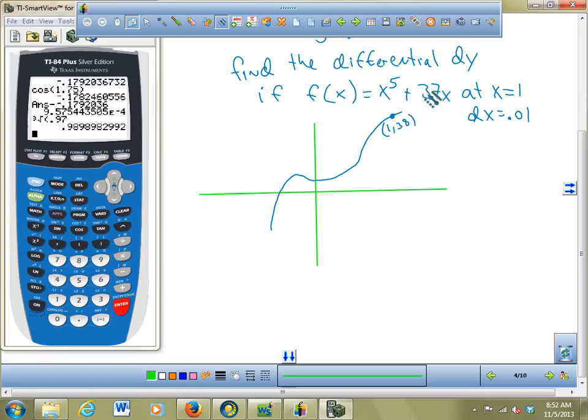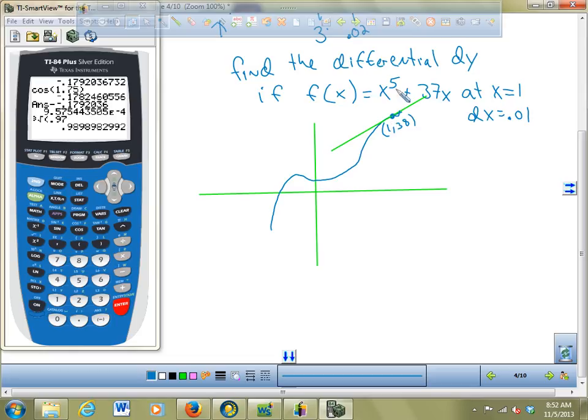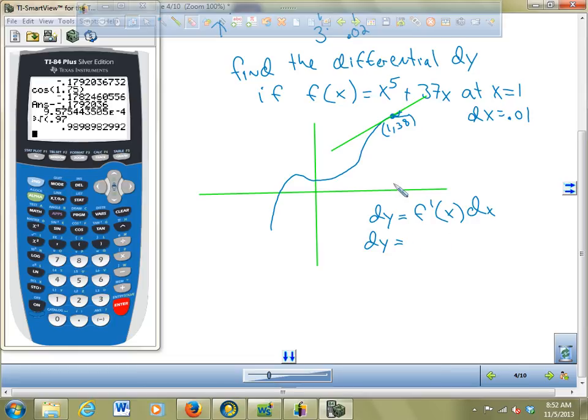So what they're doing in this case is you're using the tangent line to see if I go 0.01 away from 1, how far am I going away from 38? But I'm not using the curve, I'm using the tangent line to approximate that change. Alright? And so all you do is it's going to be dy is equal to f prime of x dx, and all I do is take the derivative, so dy is equal to f prime of x, which is, what's f prime of x?